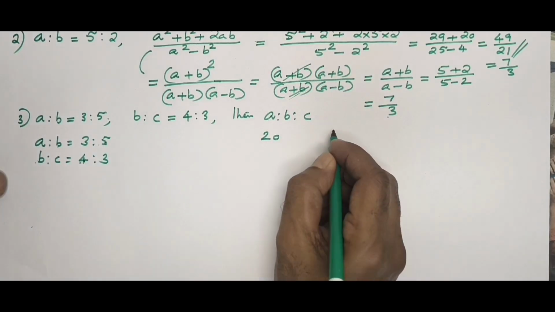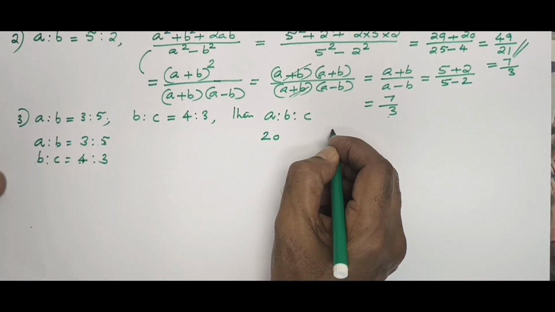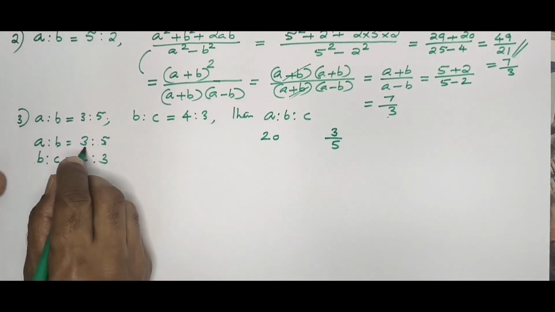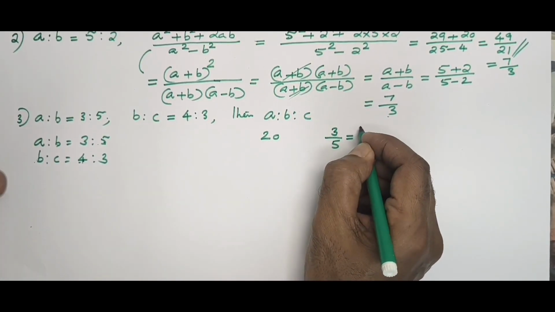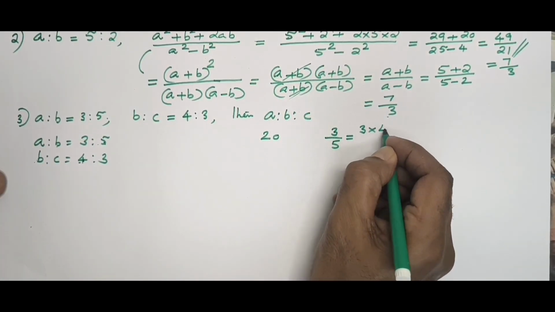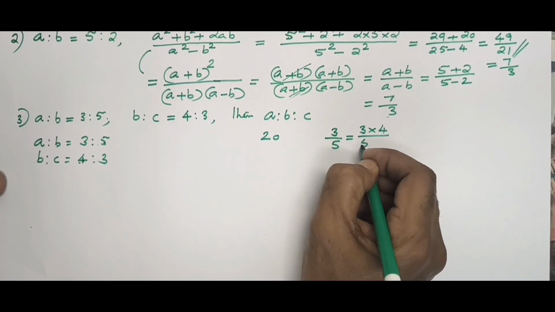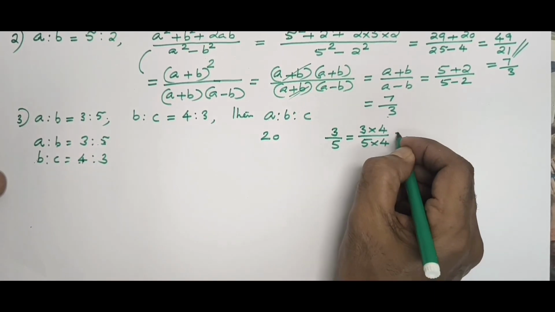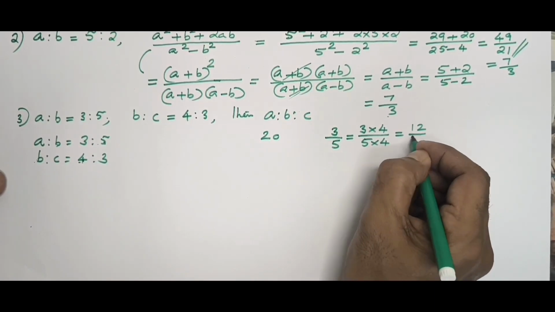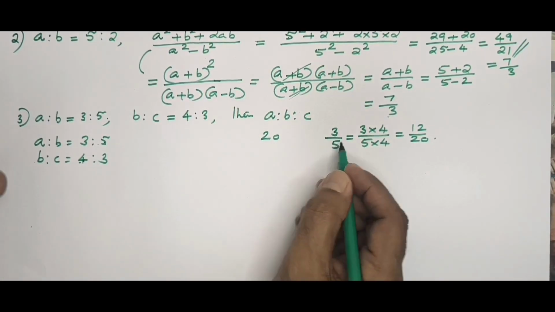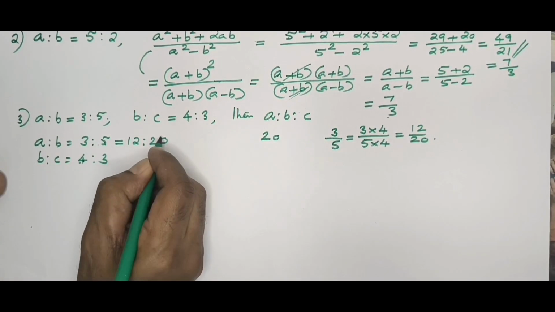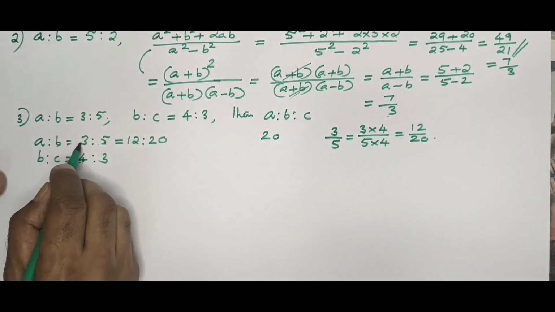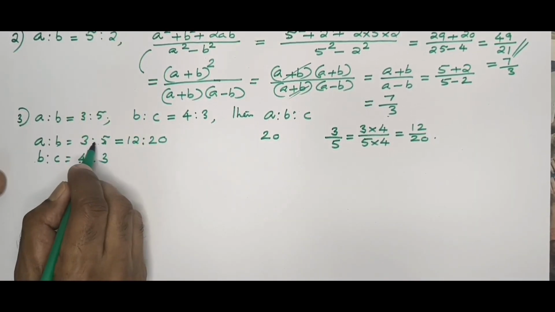So how do you do that? A is to B, 3 is to 5, means 3 divided by 5, this ratio. If you multiply the numerator and denominator by any number, the value will not change. Let me multiply by 4. 4 I am choosing because you will be getting 20. This is 12 by 20. So 3 is to 5 is the same as 12 is to 20. You don't need to write those steps. You multiply both the terms of the ratio by the same number, which in this case is 4.